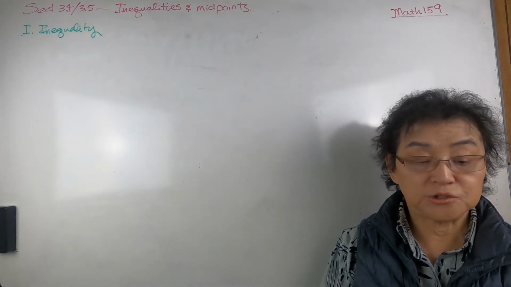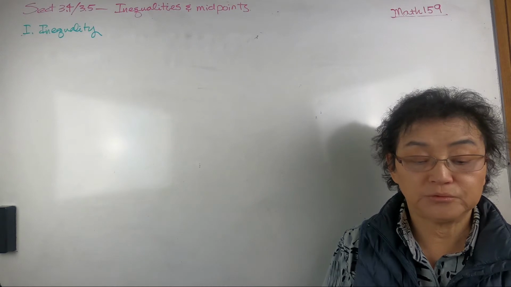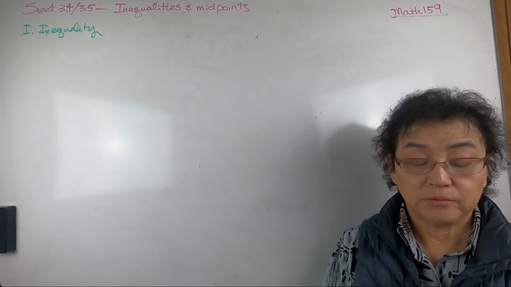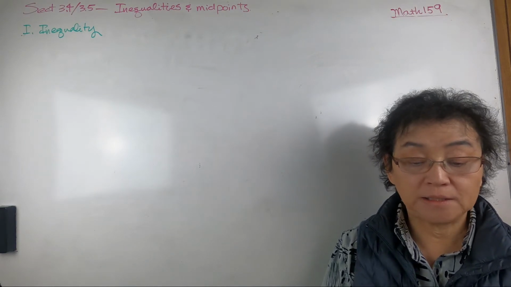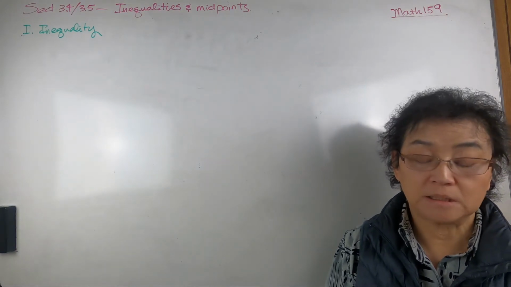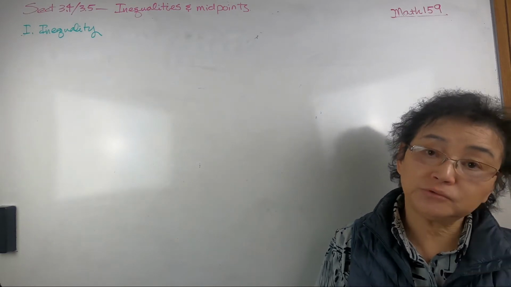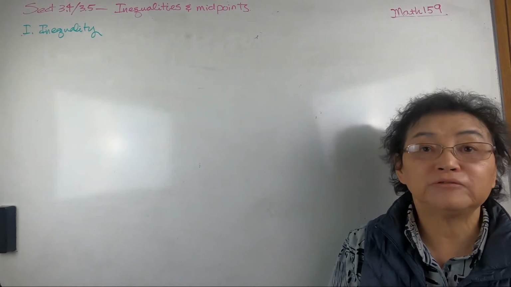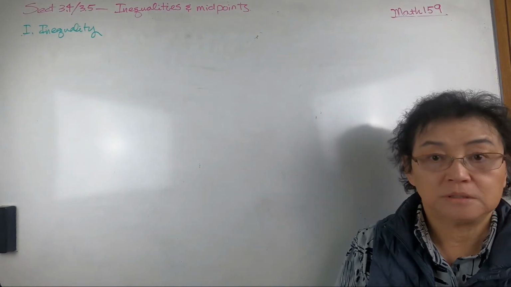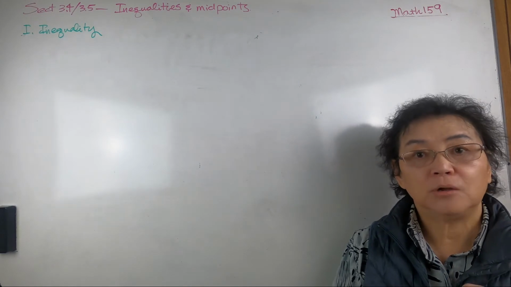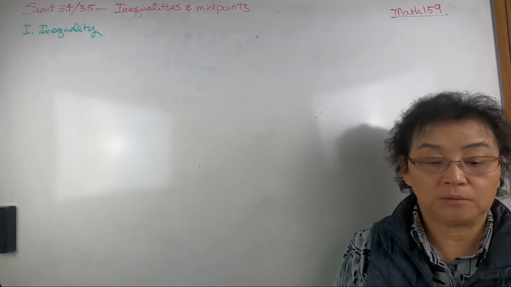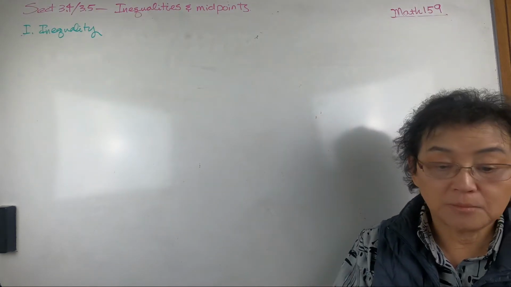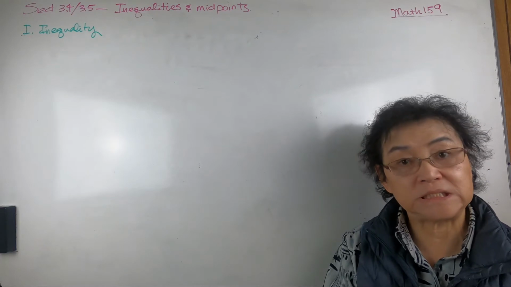We are on sections 3.4 and 3.5, page 28. We are going to talk about inequalities and midpoints. For your chapter 3, mainly we are talking about the number line, the reference. For your x, what we are working on is the points: plot the points and distance.